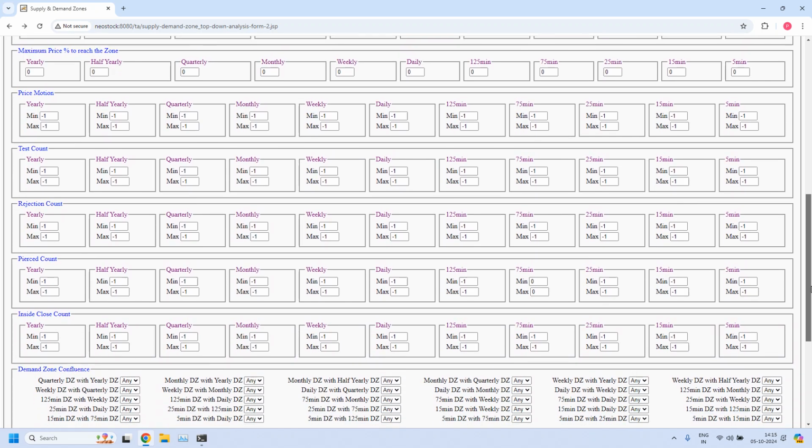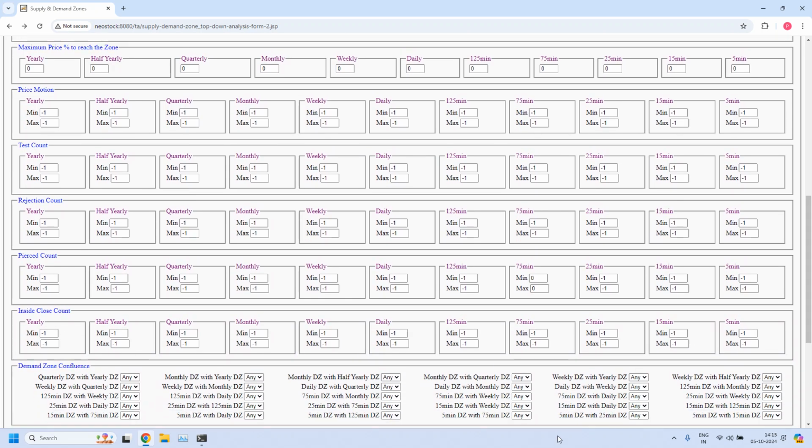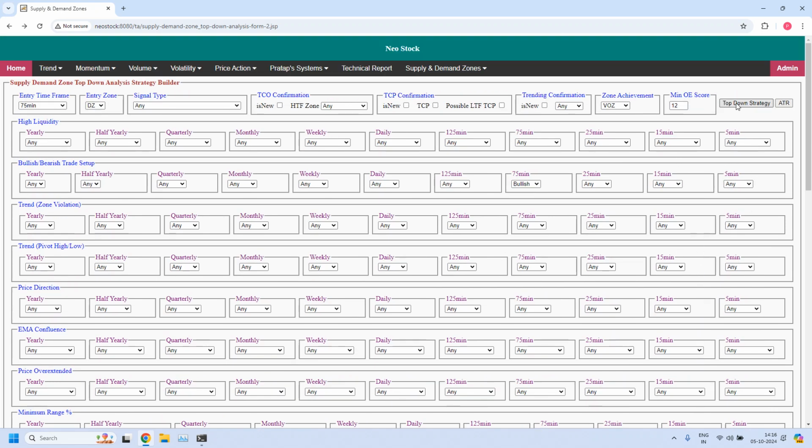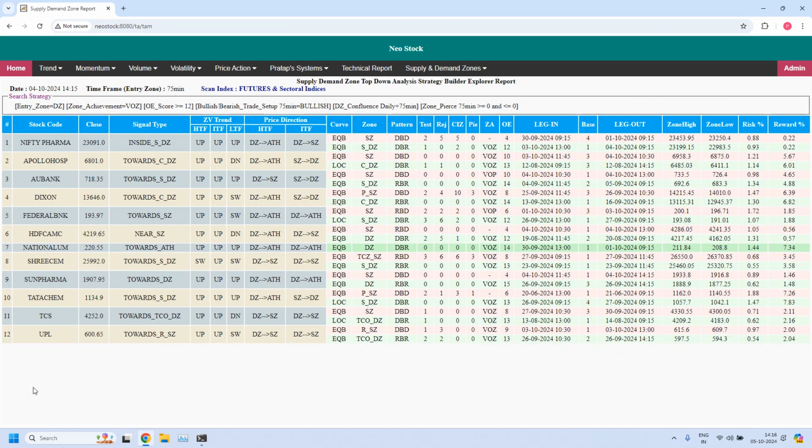That is 75 minutes and daily supply zone confluence. 75 minutes demand zone with daily demand zone confluence I enabled. Now let's verify. So 12 stocks are filtered. All these 12 stocks are having bullish trade setup for weekly income trade, and also the entry time frame 75 minute zone is part of the daily zone. That is what ITF Confluence is.